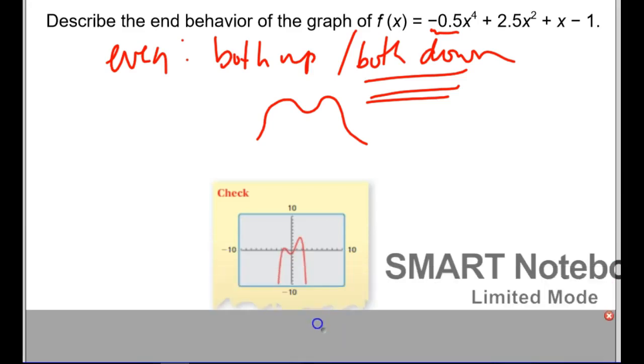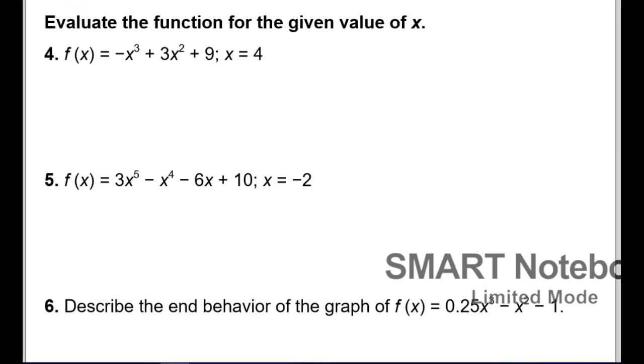And then I graph it, and I just see, yep, I was pretty close. Both as I approach negative infinity and as I approach positive infinity will reach negative infinity, right? So we always want to just see, is this even or odd? And then is it going to go up or down? That's really the questions we kind of ask when we're looking at these polynomials.